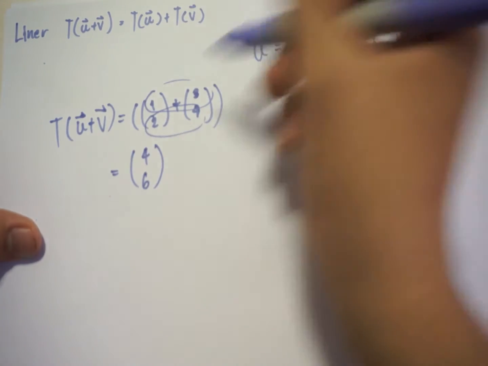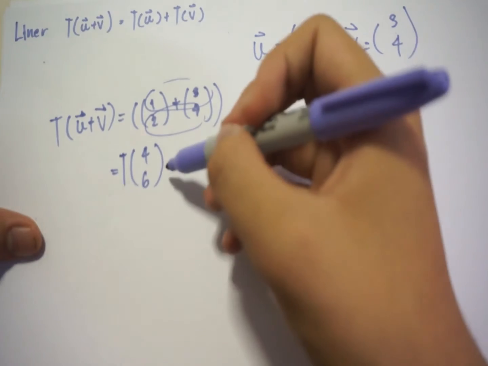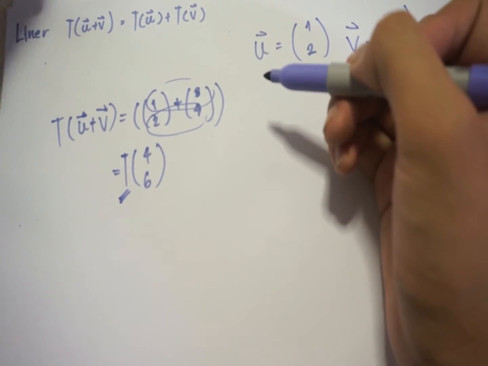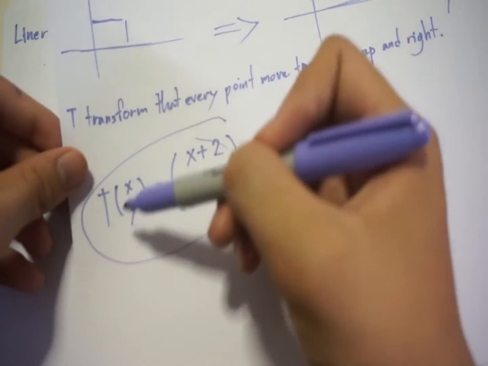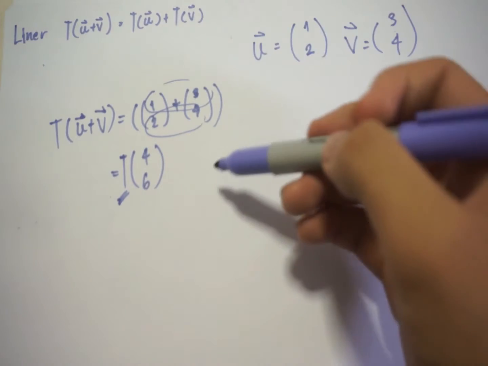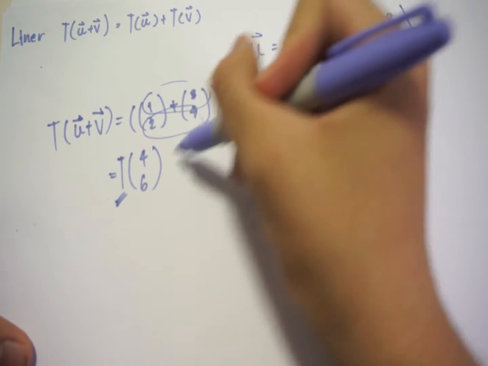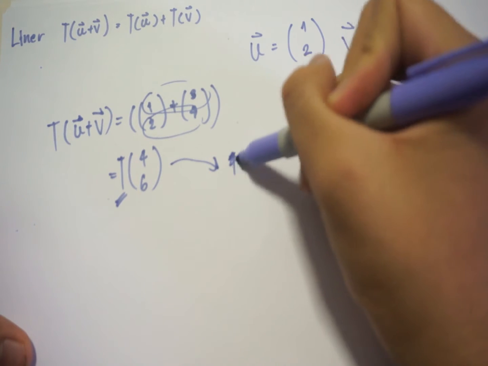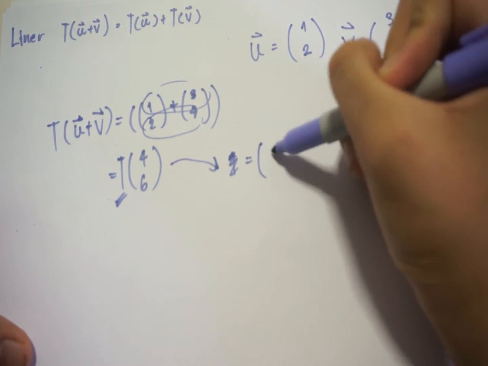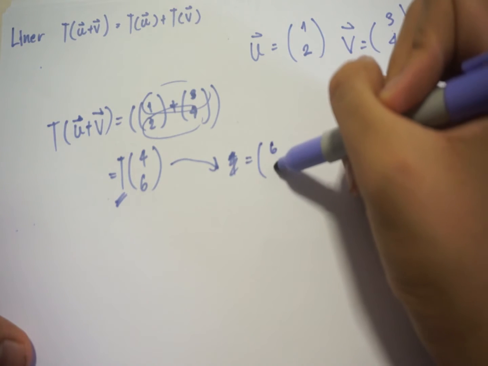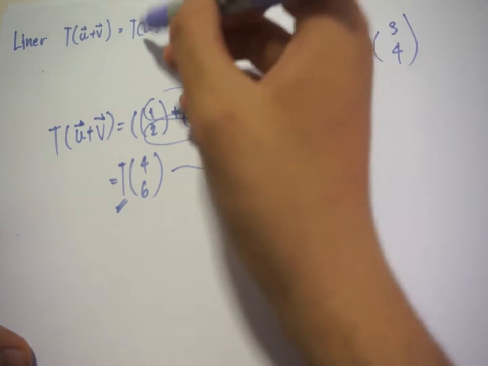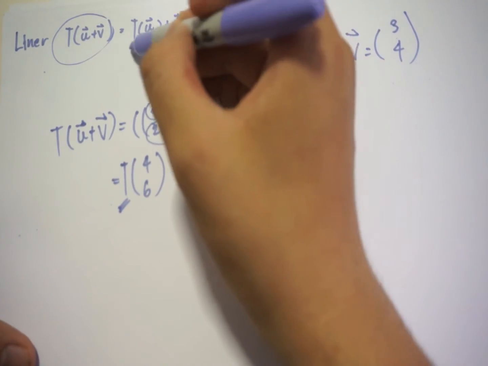Okay, we have this now. We're gonna transform it, and by the transform we're gonna involve T here. So we're gonna put the general form inside this, which is plus 2, so we will get 6 and 8. That's the first one, and we're gonna prove this. We just got this one, now we're gonna try to find this one.